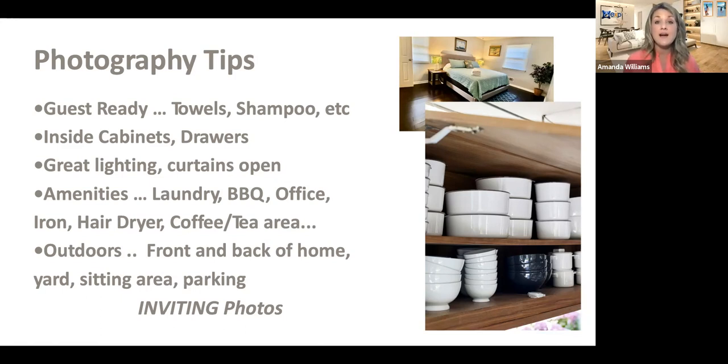And then also your outdoors area. So if you have a great sitting area, or the front and the back of the home, maybe a fire pit, horseshoe pit, whatever it is, make sure to take photos of that because people just like to see it.